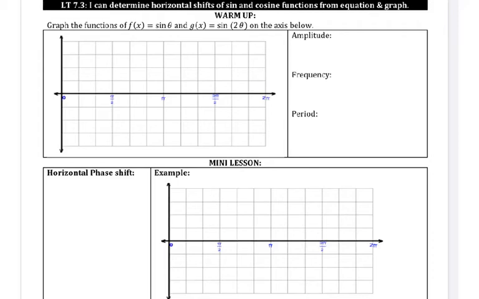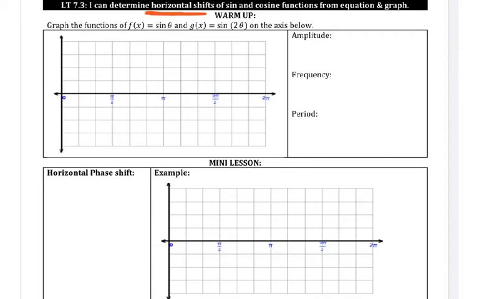Alright, you guys, so in this lesson we are going to continue talking about different transformations of sine and cosine. This lesson specifically focuses on horizontal shifts of these functions. So we're just going to really quickly go over the warm-up. The warm-up is asking us to graph sine theta and sine 2 theta on the axis below.